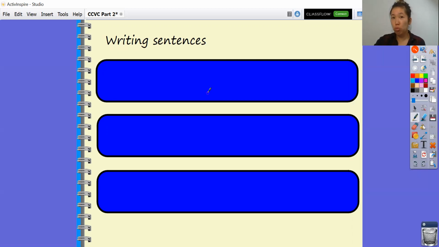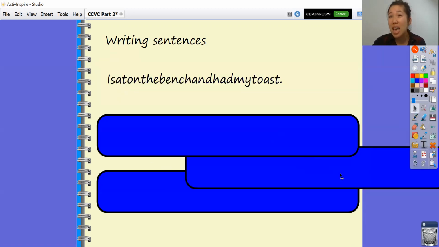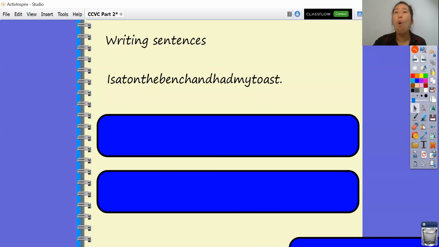If you wrote it and it looks like this, what's wrong with your sentence? Tell the adult near you, what's wrong with the sentence if you wrote it like this? What is wrong with it? All right. Did you tell your adult that you forgot? Absolutely. Finger spaces. I can't see the words.